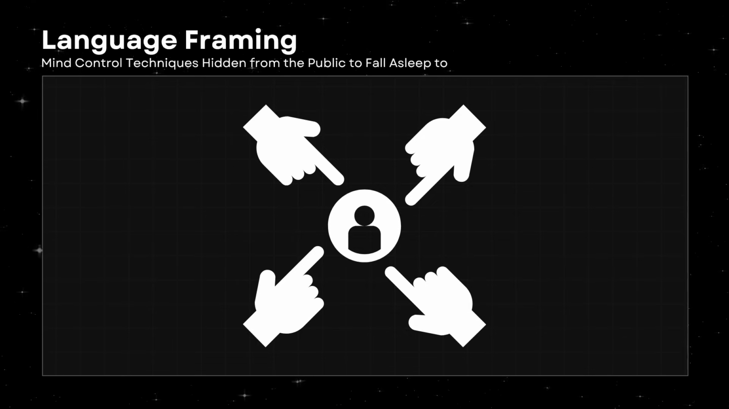One frame suggests fairness, the other suggests conflict. A cut to social programs may be called fiscal responsibility or abandoning the vulnerable. Again, the words guide emotion. The public may support or oppose the policy based on how it is named, not what it does.